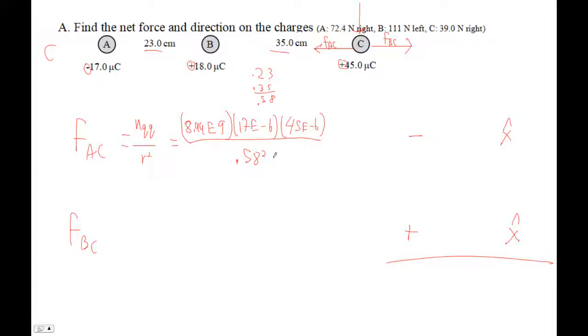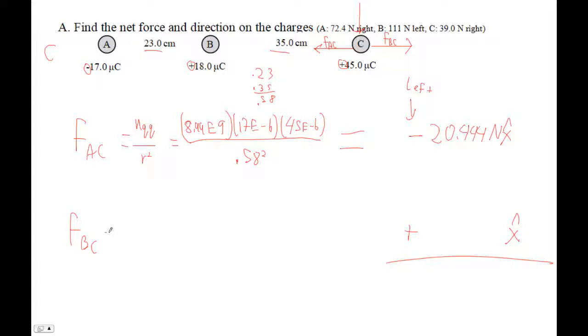8.99 E9 times 17 E minus 6 times 45 E minus 6 divided by 0.58 squared is 20.444 newtons, right? And that's going to be in the negative x direction because it's to the left. It's to the left because this is a positive charge, that's a negative charge, and they would be attracted to each other. So the force of A on C is to the left. By the way, the force of C on A would be to the right.